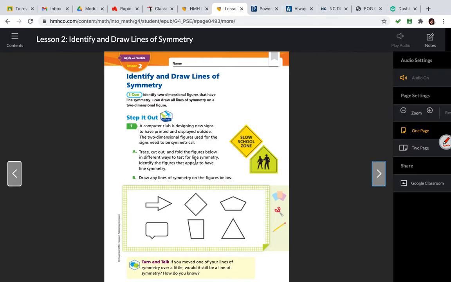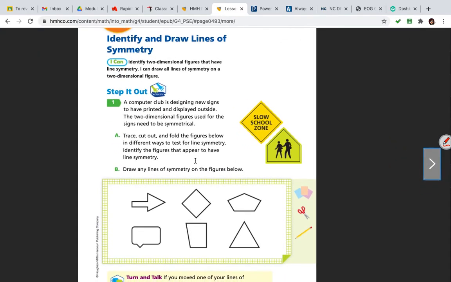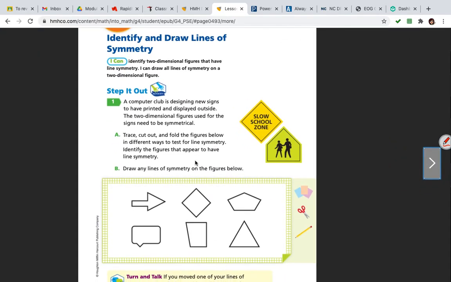Okay, so it says, a computer club is designing new signs to have printed and displayed outside. The two-dimensional figures used for the signs need to be symmetrical. Trace, cut out, and fold the figures below in different ways to test for line symmetry. So we're testing for line symmetry, and this whole trace, cut out, and fold, this is optional.